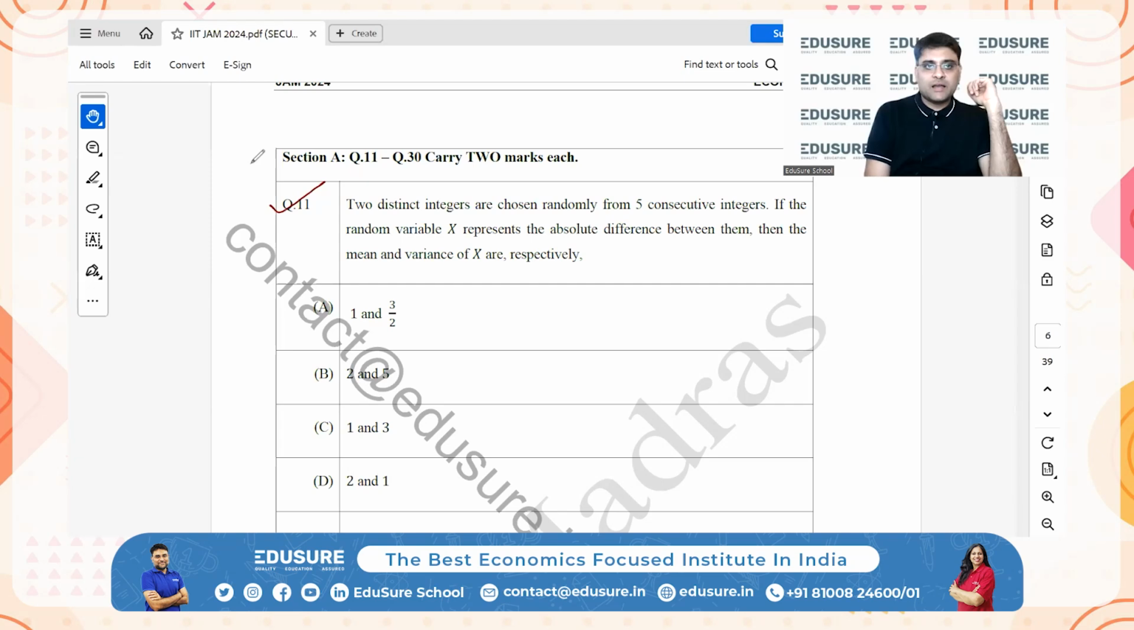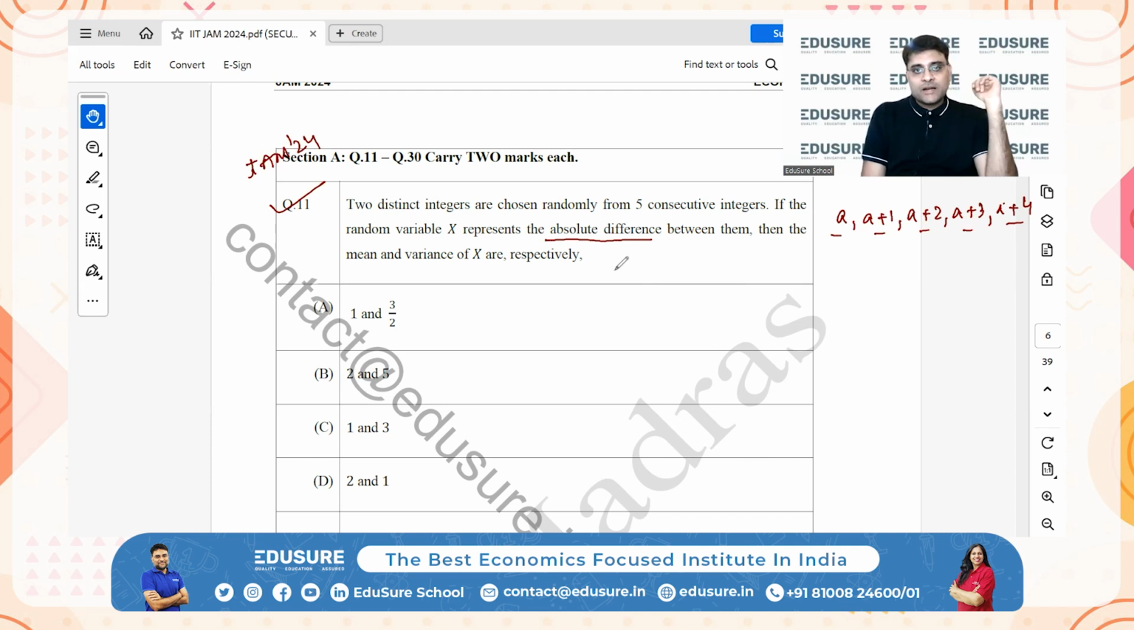Question number 11, IIT JAM 2024. Two distinct integers are chosen from 5 consecutive integers. If the random variable x represents the absolute difference between them, then the mean and variance of x are what? Let's assume that the numbers are a, a plus 1, a plus 2, a plus 3, and a plus 4. These are 5 consecutive integers: 1, 2, 3, 4, 5.